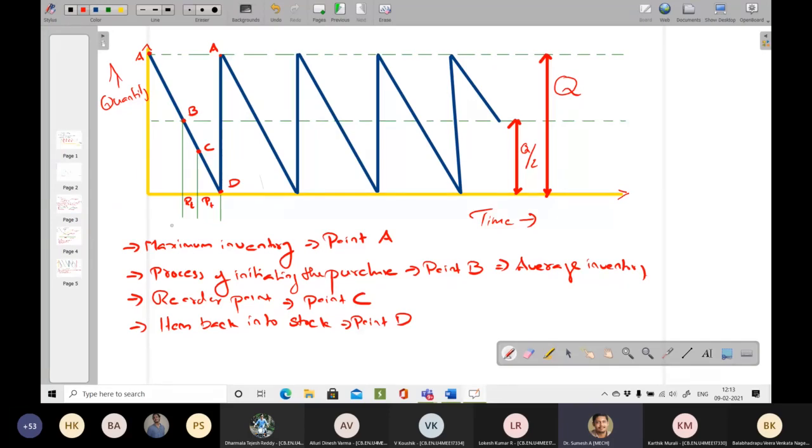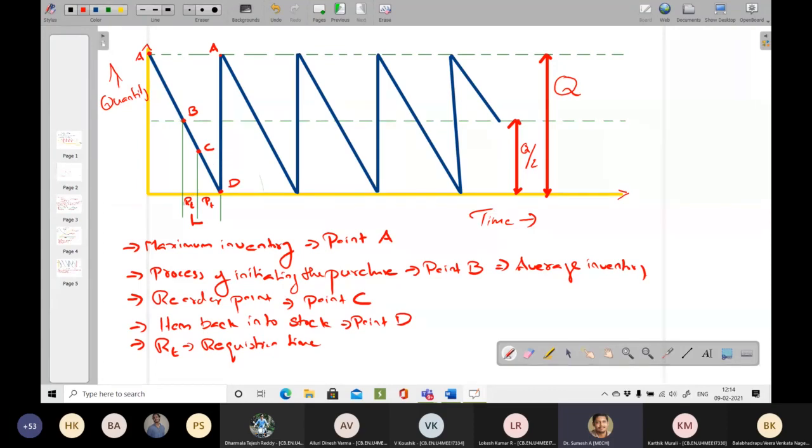RT corresponds to requisition time. You want to place an order, and for that sometimes you need to go for bidding, sometimes you have to negotiate, the prices have to be negotiated, etc. That is basically your requisition time.